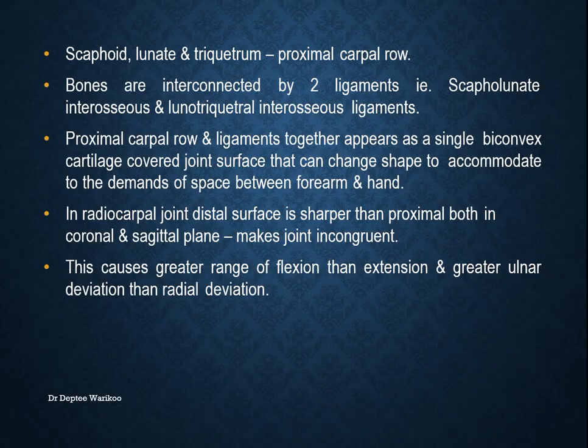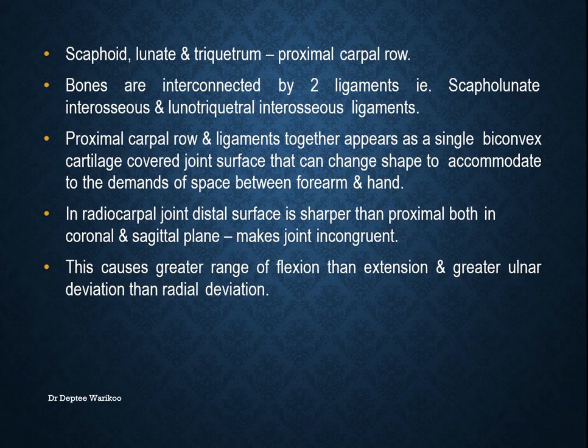Scaphoid, lunate, and triquetrum form the proximal carpal row. This proximal carpal row articulates with the distal radius. These bones are interconnected by two ligaments that, like the carpals themselves, are covered with cartilage proximally. These ligaments are the scapholunate interosseous and the lunotriquetral interosseous ligaments.